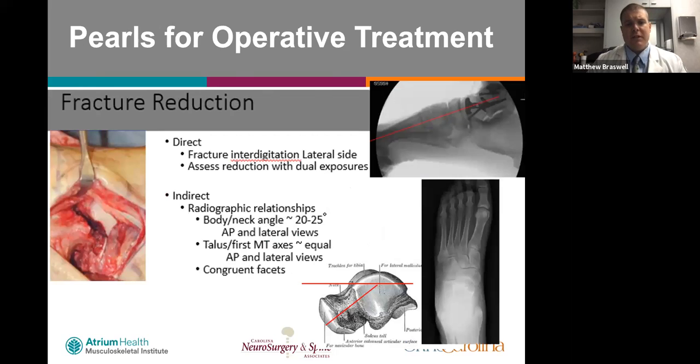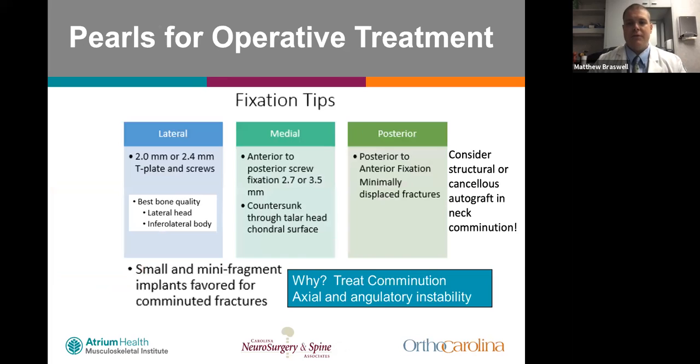Specifically for reducing these fractures, as I talked about a little bit, the lateral side fracture interdigitation can often be utilized to help judge length. Going back and forth between your medial and lateral exposure can help avoid malreduction. There are also indirect signs that you can use. Obviously, you want the facets to be congruent. You can look at the axes between the talus and the first ray, as well as the body and neck angles on both the AP and lateral views.